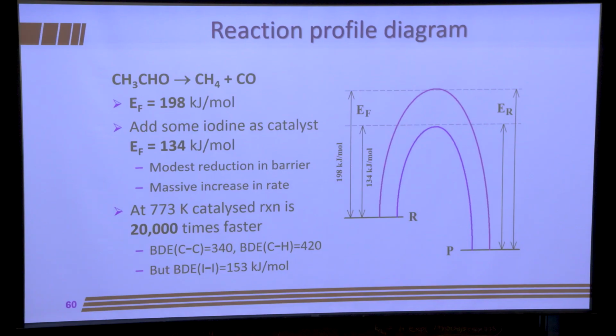So if you add I2, you can break the II bond by only putting in 153 kilojoules per mole of energy. Then you get I radicals. I radicals then can go in, abstract a hydrogen, and you get HI, and then CH3 plus CO. And then CH3 can abstract a hydrogen atom from here, giving methane plus CO.